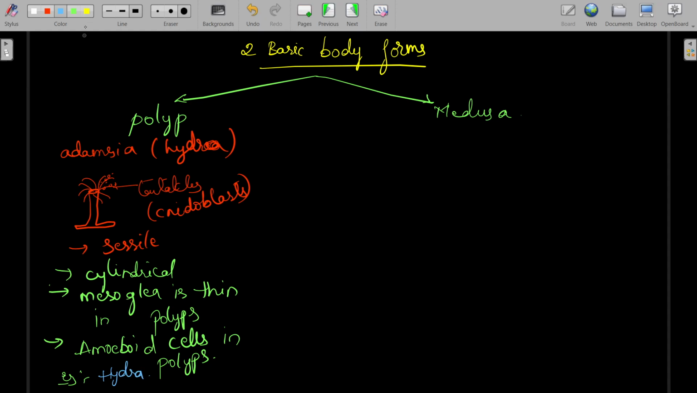Next, the next one is medusae. An example of medusae is Aurelia. It is a jellyfish, and these are free swimming forms. You can see the tentacles.